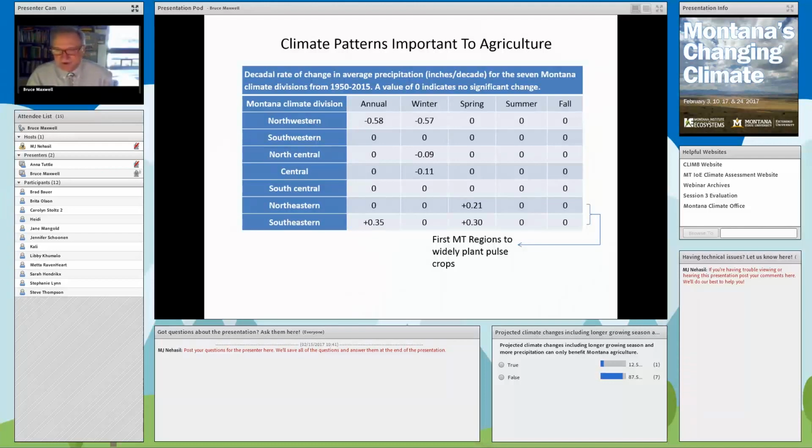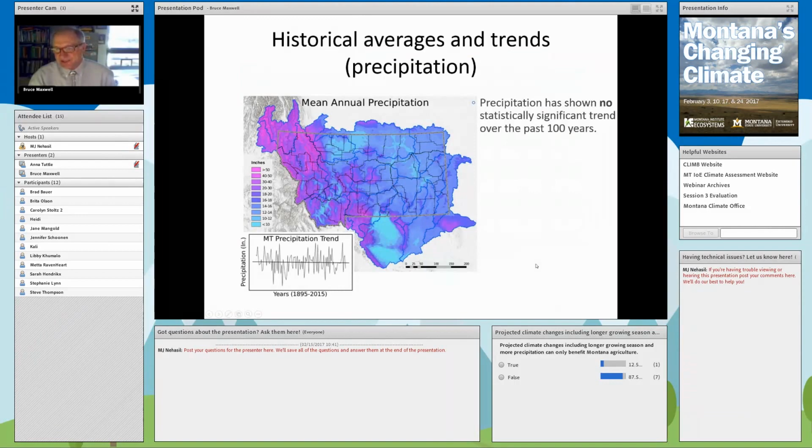So those historical averages in mean annual precipitation, as I said, the trend has been pretty level, or no trend, I guess I should say. But this gives you some sense on this map of just the variation in annual precipitation that we have seen over the last 100 years, and as you expect, eastern Montana is drier than western Montana, and so what does that mean?